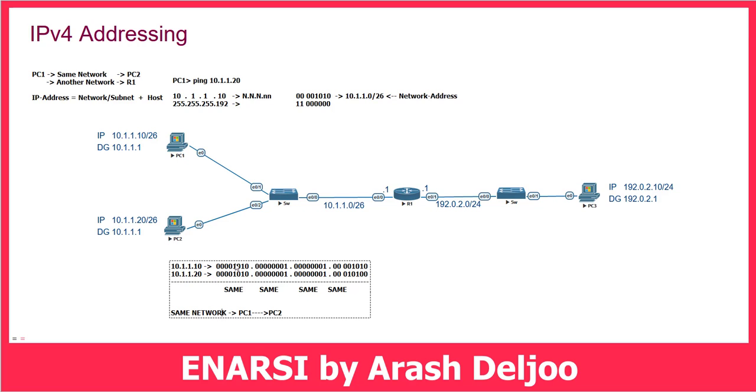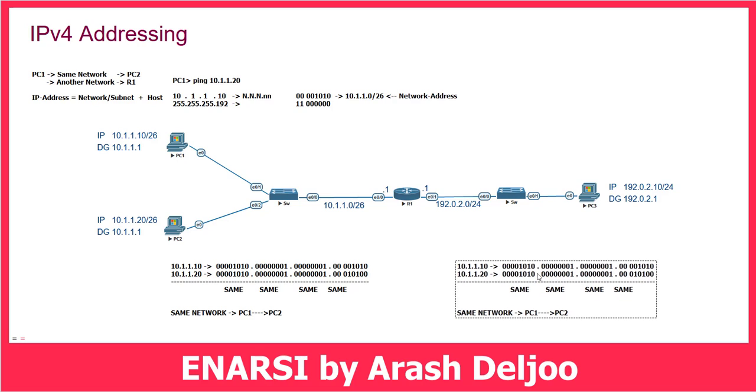But assume that we want to send traffic to PC3. Okay, again we should do the same function. For example, here the IP address of PC1 is 10.1.1.10, as you can see here, and also the IP address of PC3 is 192.0.0.0 for example 210, and it is obvious that the first 26 bits of these two IP addresses are not the same. Let me write it for you, but it is obvious.